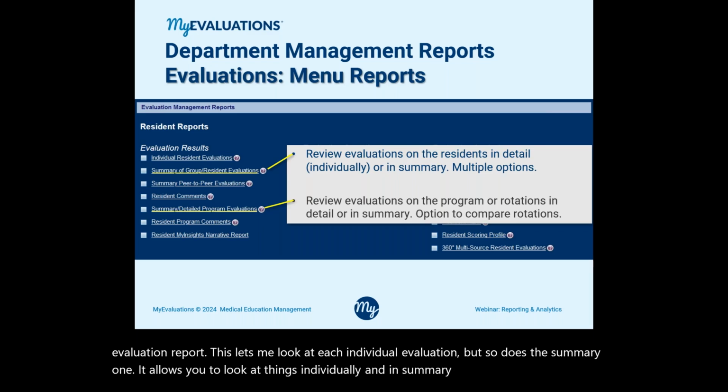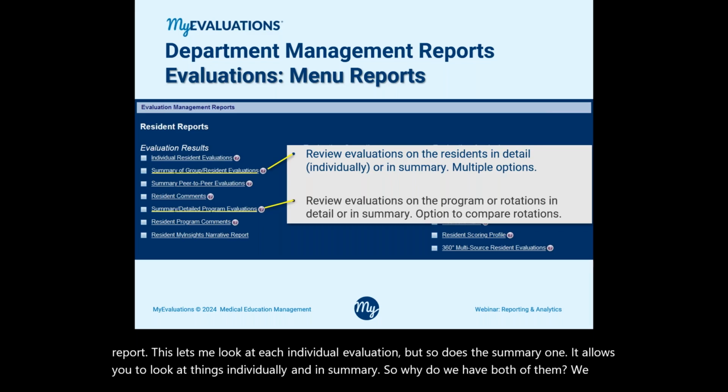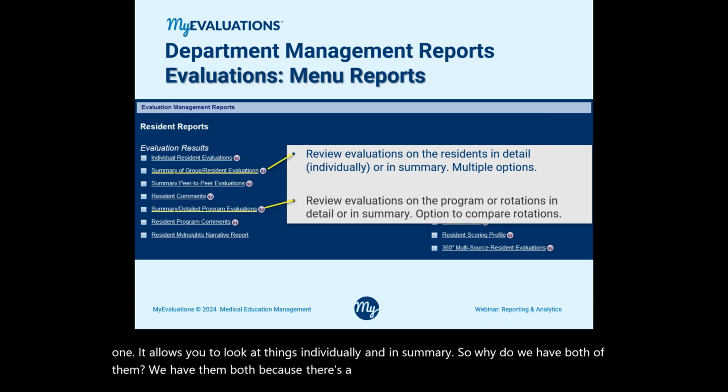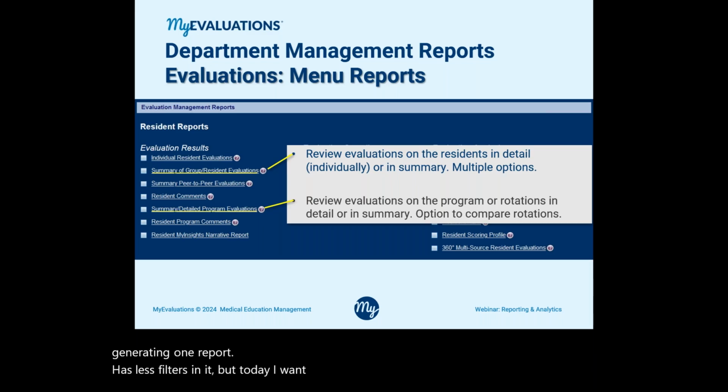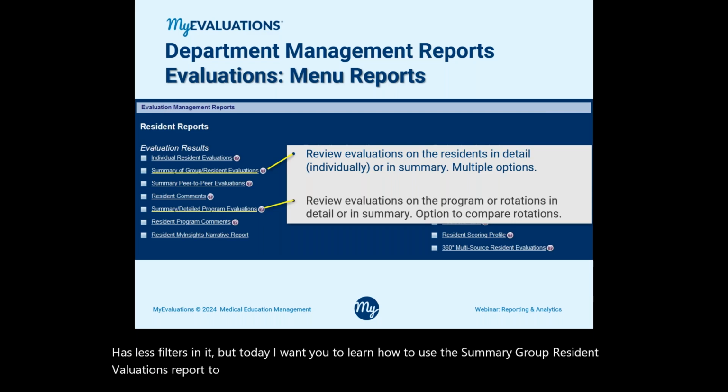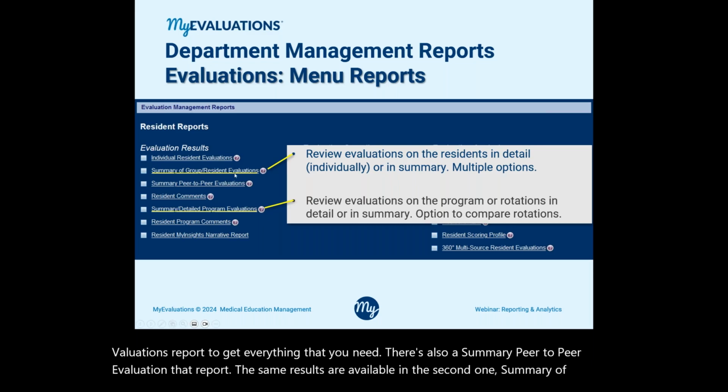So why do we have both of them? We have them both because there's a legacy of folks being more comfortable with generating one report. The individual has fewer filters in it. But today I want you to learn how to use the summary group resident evaluations report to get everything that you need. There's also a summary peer-to-peer evaluation. That report, the same results are available in the second one, summary of group resident evaluations.